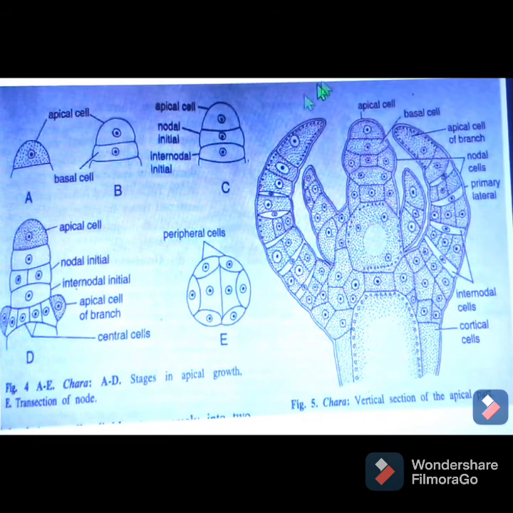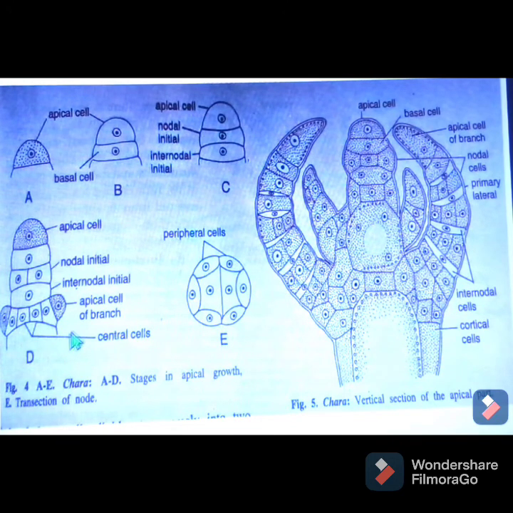So here after it divides and redivides, you can see in this figure the peripheral cells will behave as mother cells of the primary laterals, and they behave in the same manner as the apical cell. So here, the apical cell of the branch, when they behave as apical cells, will divide and redivide in the same manner.